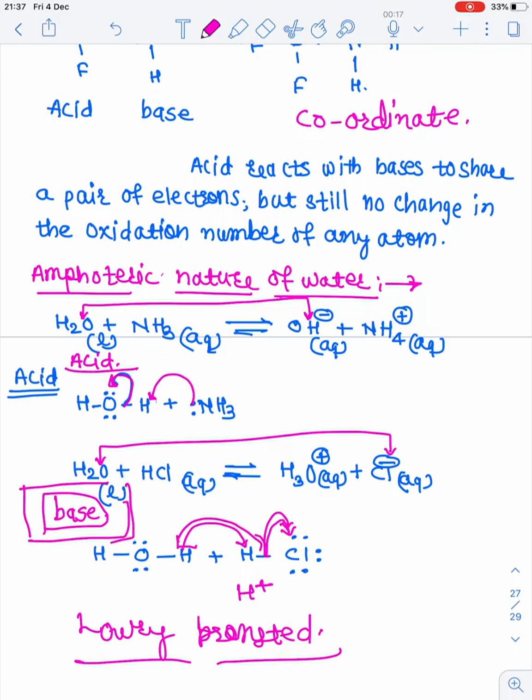Thus we have seen here the different concepts of acid base, that is we have seen the Arrhenius theory of acids and bases, we have seen the Lowry-Bronsted theory of acids and bases, we have seen the Lewis theory of acids and bases, and we also have seen the amphoteric nature of water. Okay, bye, see you.